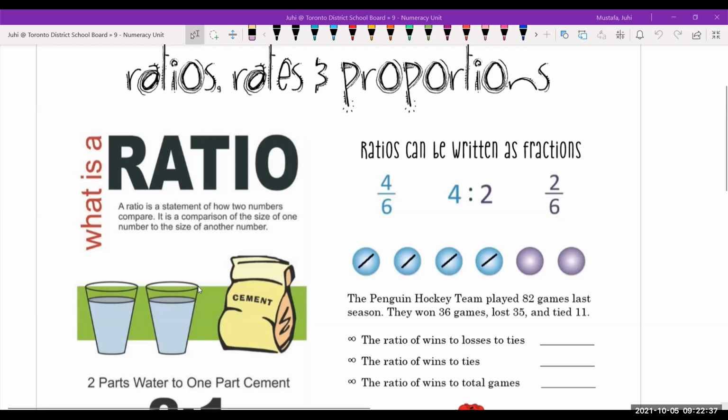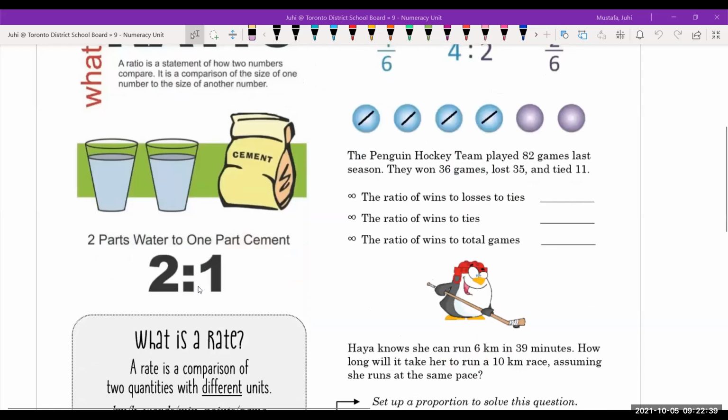So let's look at this. Let's imagine that you are pouring concrete in your driveway. The instructions say you're going to mix 2 parts water to 1 part cement. So the ratio here would be 2 to 1. What that means is you're going to take 2 cups of water and 1 cup of cement, and that's always going to be your ratio.